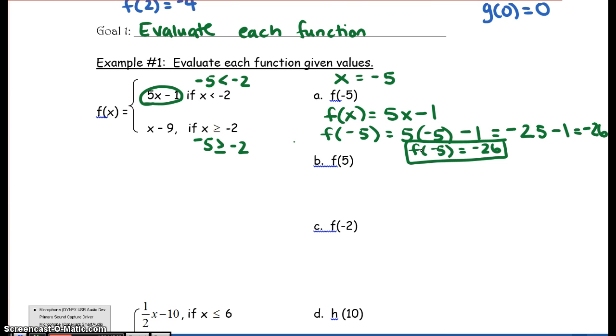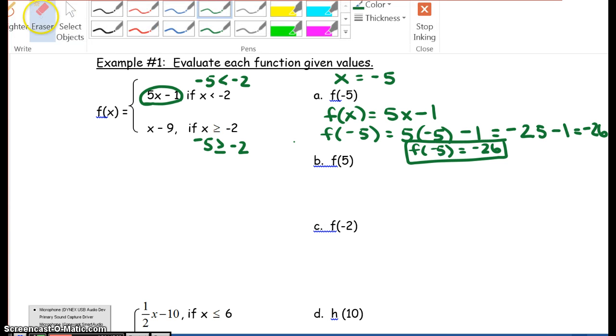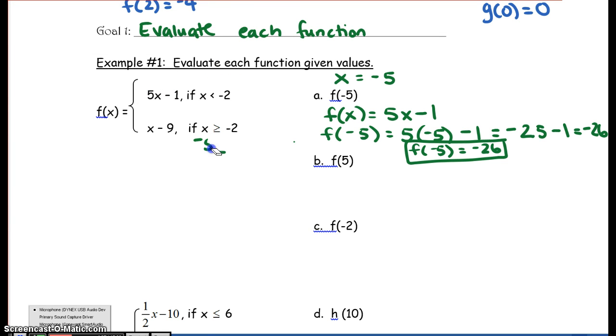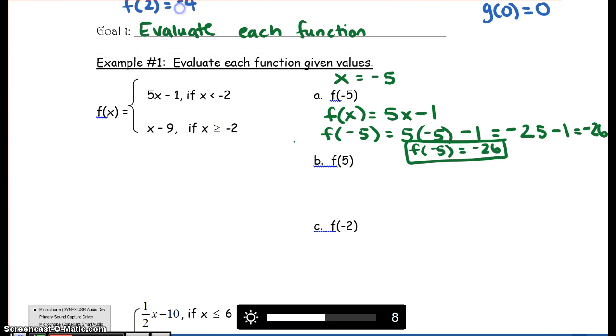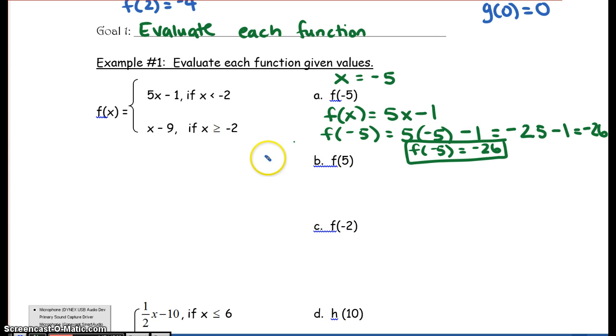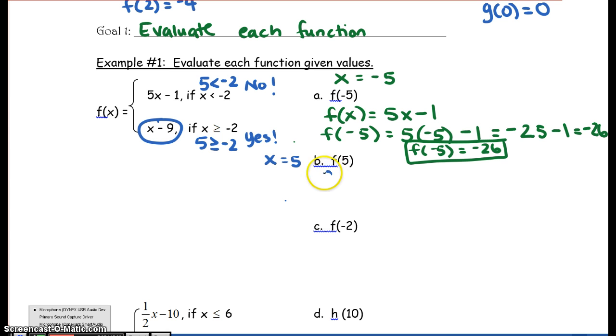Now I am going to erase some of these things so I don't get confused with the second equation. In the second one it says f of 5. In this case x is 5. Is 5 less than negative 2? No, that's not true. Is 5 greater than or equal to negative 2? Yes. So we use x minus 9 as our function. So f of x equals x minus 9.